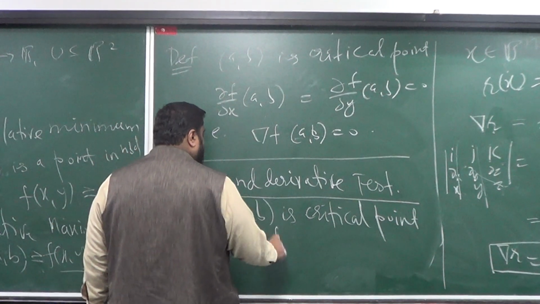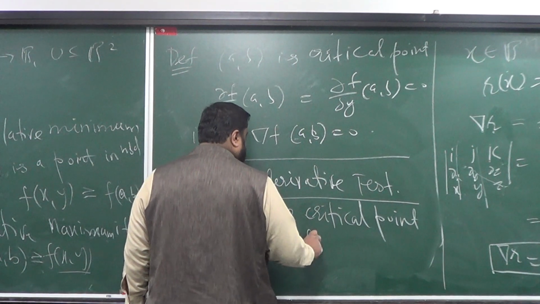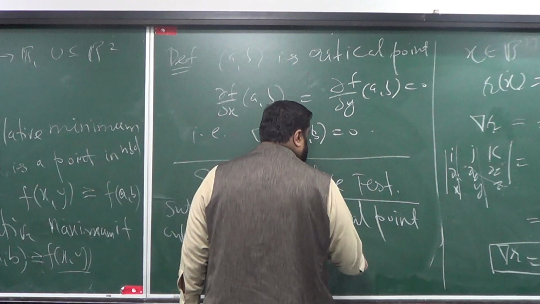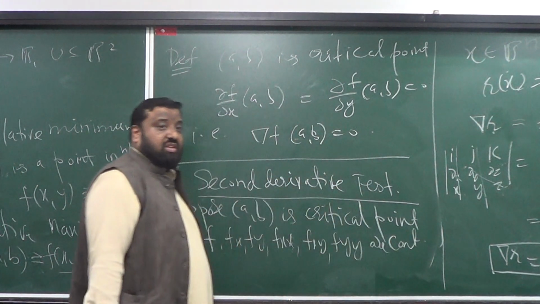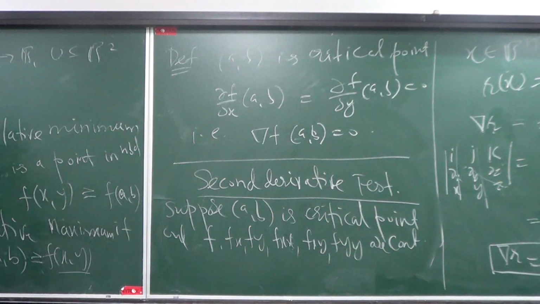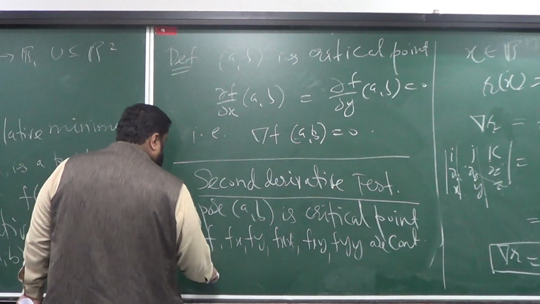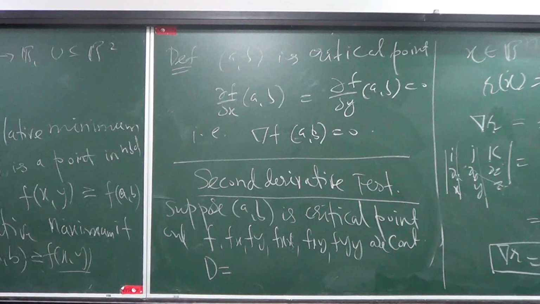fx, fy, fxx, fxy, and fyy are continuous. Okay, so let's assume that f has all these partial derivatives, continuous. Then next define what you call the discriminant of it.